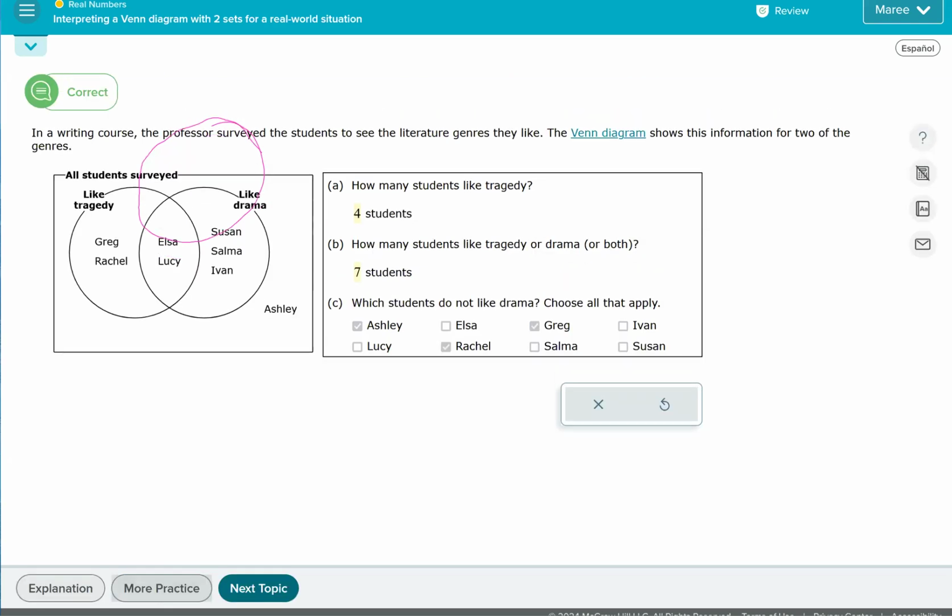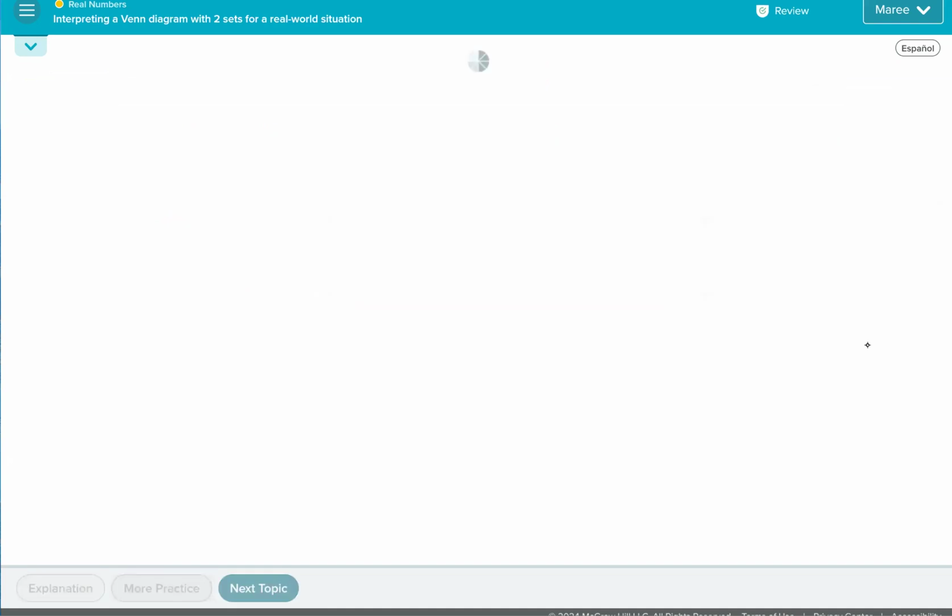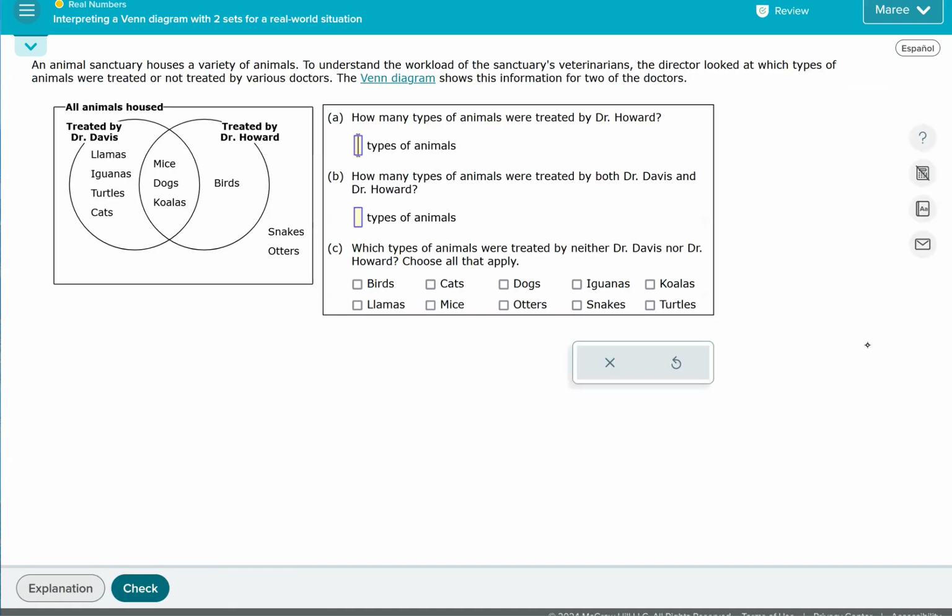Okay, let's try another practice problem. How many types of animals were treated by Mr. Howard? So we're focusing on the circle with Mr. Howard, and we count up all the animals in that circle. We ignore everything else in the Venn diagram. So we have 1, 2, 3, 4. So there's 4 types within that circle.